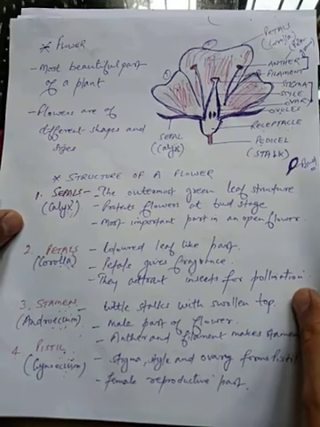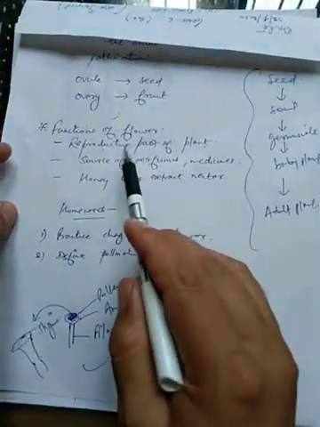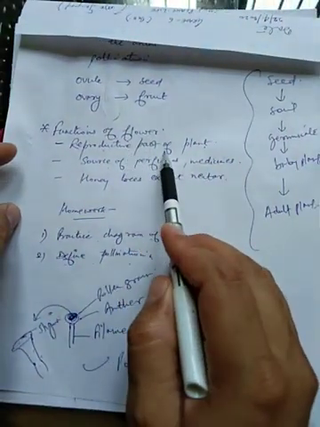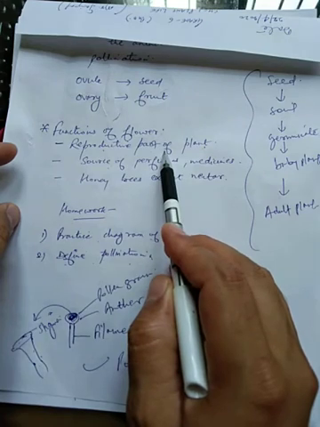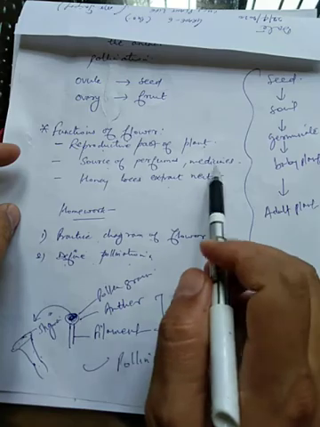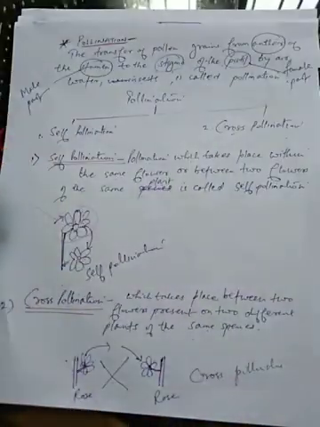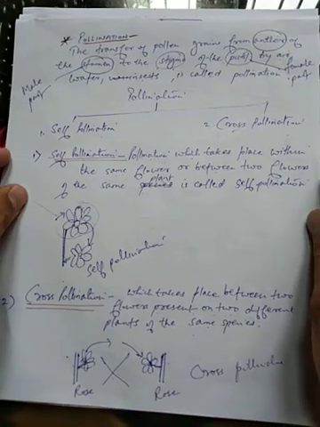Now students, there are some functions of flowers. These functions are: flowers are the reproductive part of the plant, meaning they help in reproduction. They are sources of perfumes and medicines, and honeybees depend on flowers for nectar.